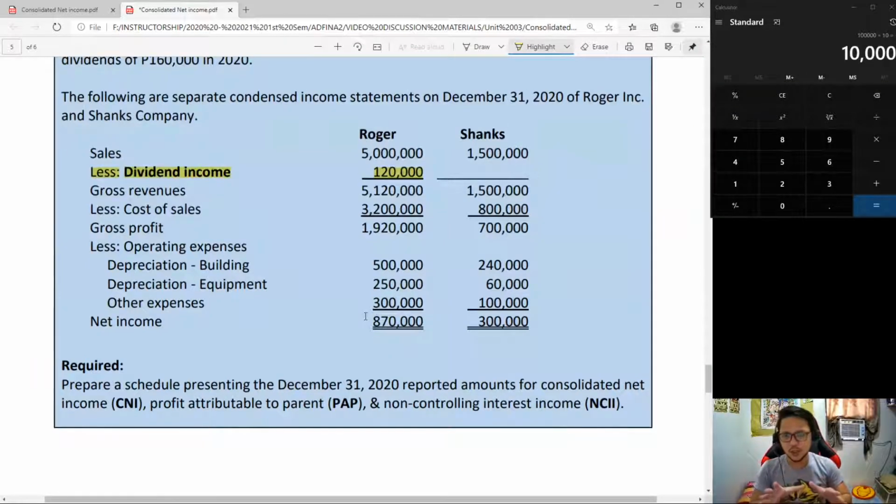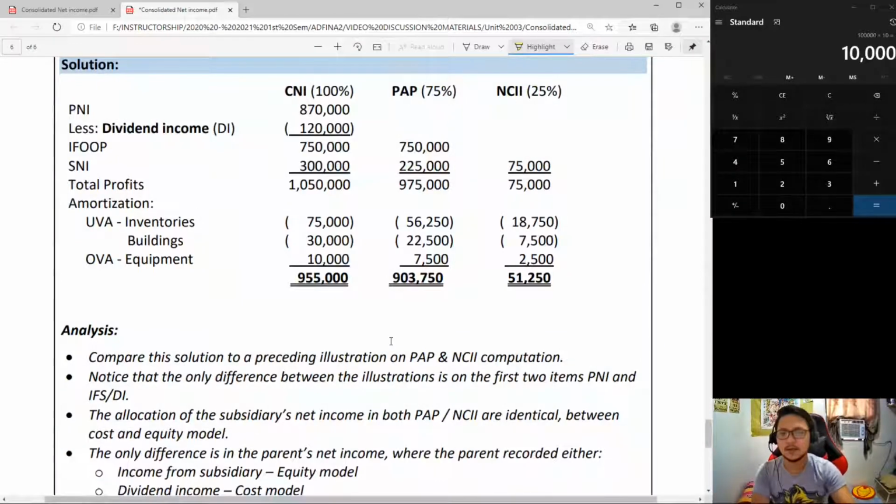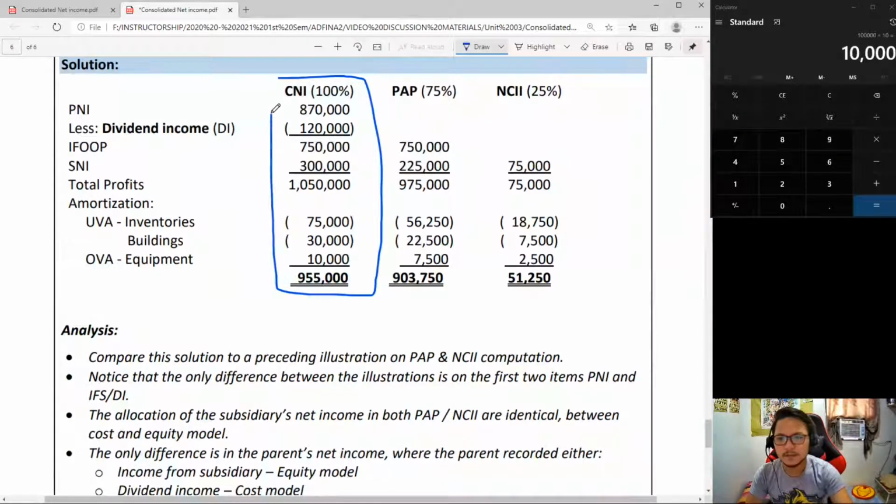This is just to show you ano lang yung pinagkaiba ni cost method from equity method in terms of net income and the sharing, of course. So, yun, dividend income. The difference in the computation is like this. So, ito po. Consolidated net income column. The parent's net income is now 870.